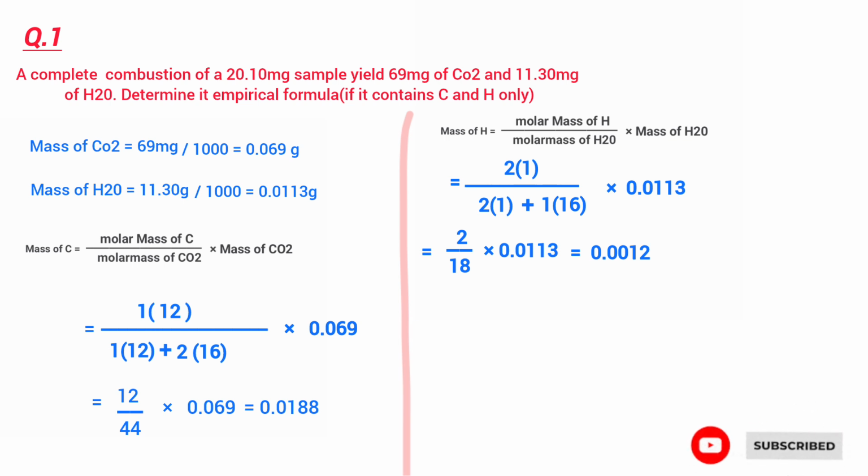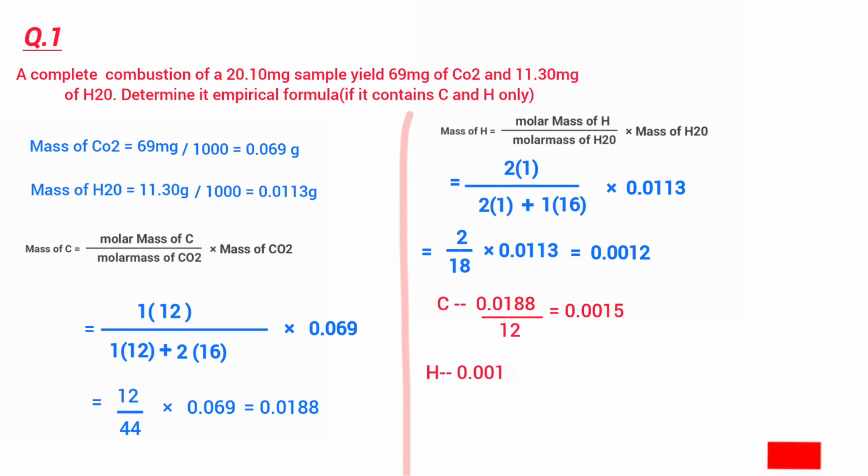Now that we know the masses of this element, we can calculate the moles by dividing the masses of this element by their atomic mass. For carbon, we calculated the mass of carbon to be 0.0188. Dividing by its atomic mass, which is 12, we have 0.0015. For hydrogen, we calculated the mass of hydrogen to be 0.0012. Dividing by its atomic mass, which is 1, we have 0.0012.